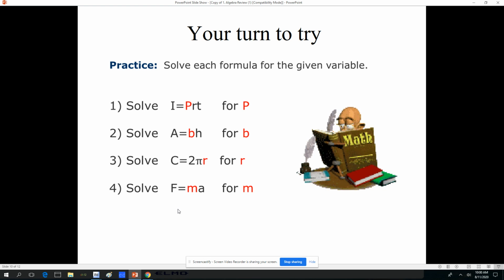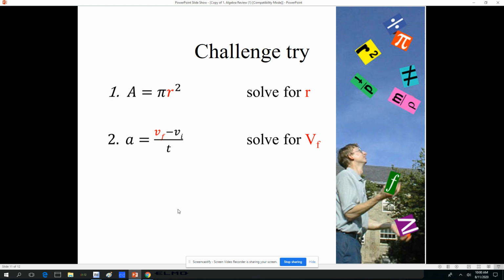And then if you can solve these, if you're fairly happy about it, there are a couple of challenge problems that you can try as well. Can you solve for R? Now we've got the square function. Okay, remember the opposite of a square function is a square root. Okay, and we've got multiplication and adding and subtracting mixed together. Okay, so remember the rules that you use for math. What comes first? Multiplication and division. What comes second? The adding and subtracting.